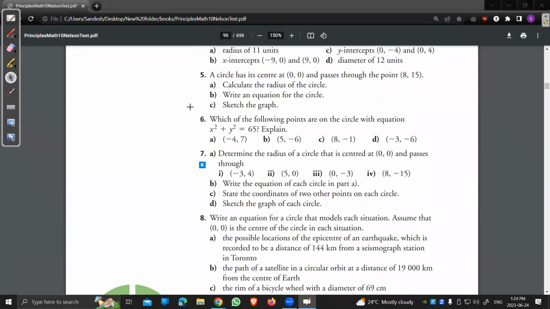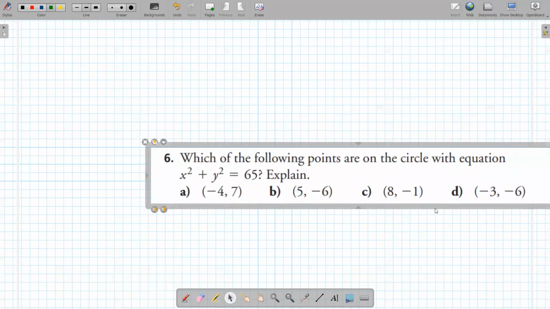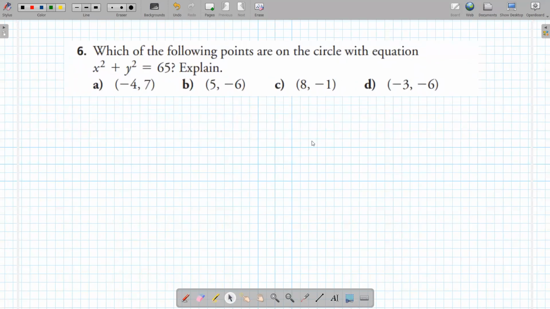This one's going to throw you off. It says, which of the following points are on the circle with an equation of this? You could sketch it, but it's not going to help you here. The radius is going to be 8 point something. How do you think we approach this problem? You have all the tools you need. You just need to think about it.